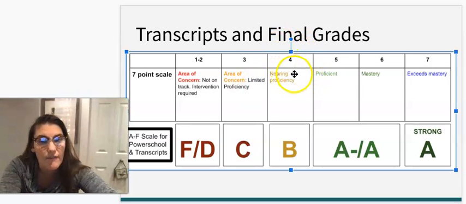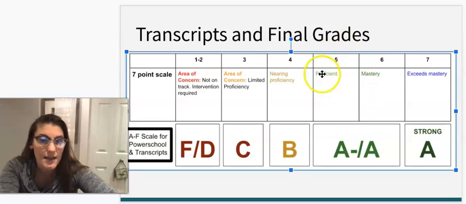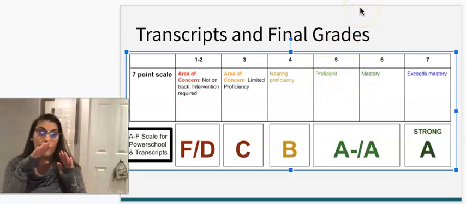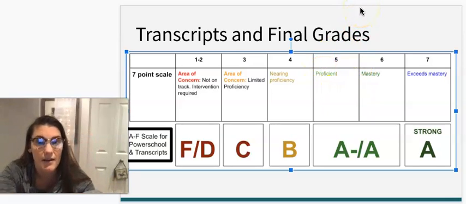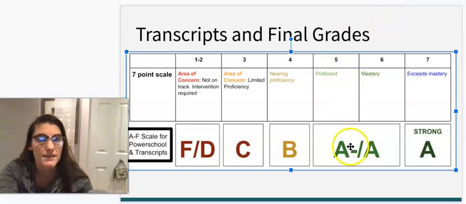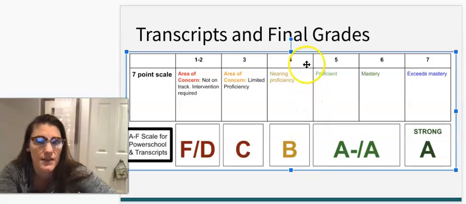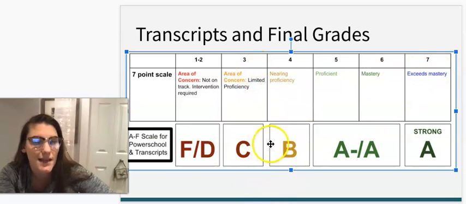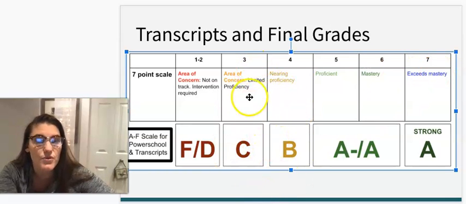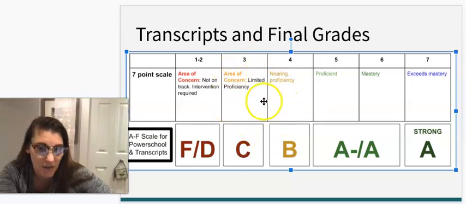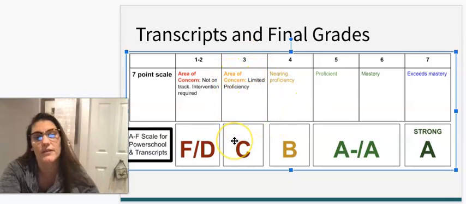Nearing proficiency is a 4. Proficient is an A. So it's not 5 out of 7 on a mathematical scale. A 5 represents an A, a 4 a B. We're getting a lot of questions from students like, but I only got a 4 out of 7, or I only got a 3 out of 7. And we're saying that's okay. That's where you need to be, especially with 3s on the formative work that you're learning.